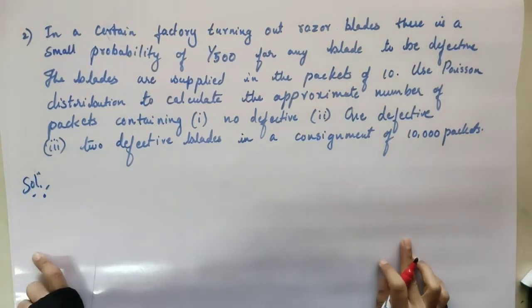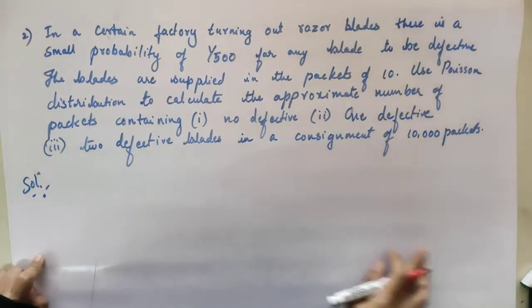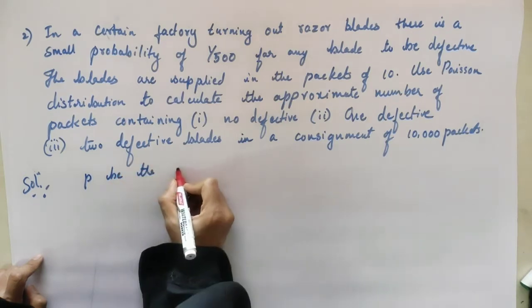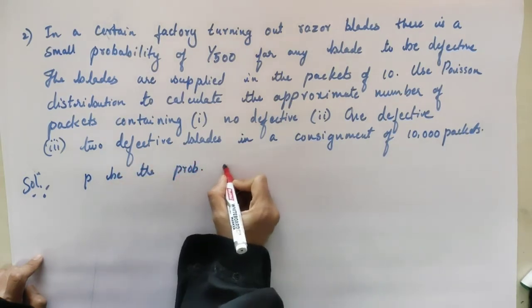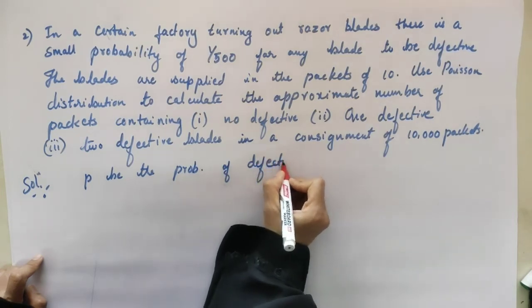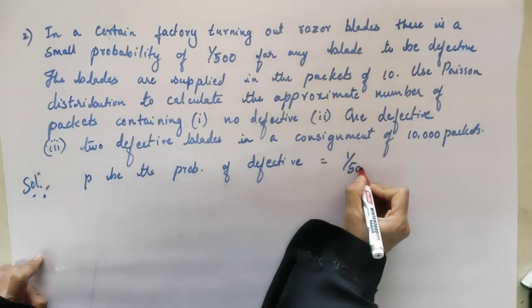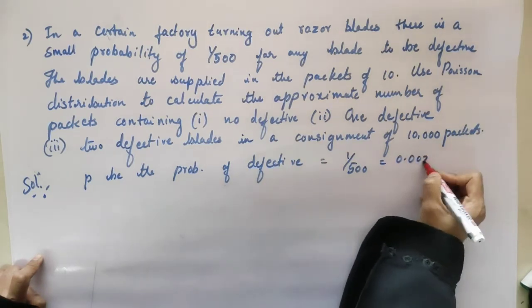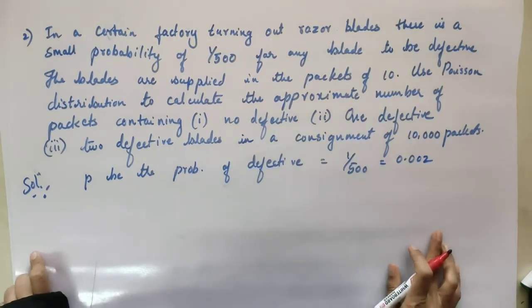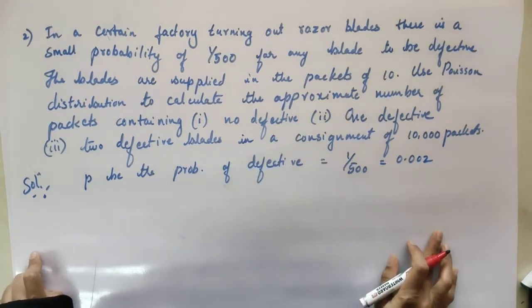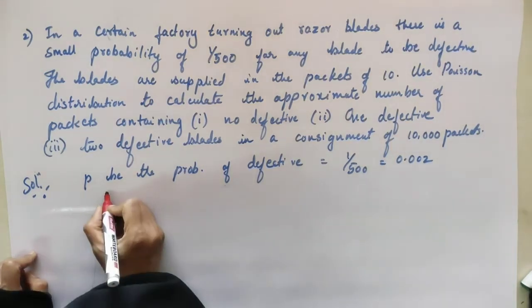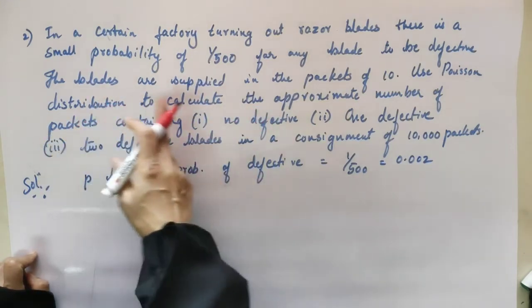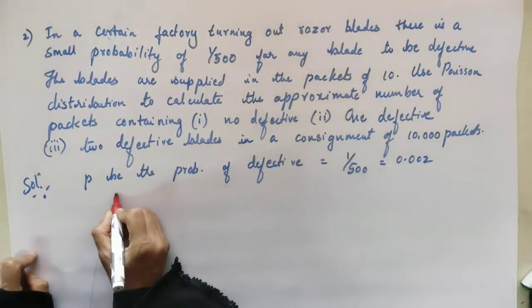See here, there is the probability of a defective blade. So let P denote the probability of a defective blade. So defective is given to be 1 by 500 and that is 0.002. You get 0.002 as the small probability of a defective blade. Now, since the blades are supplied in packets of 10, n is equal to 10 here.